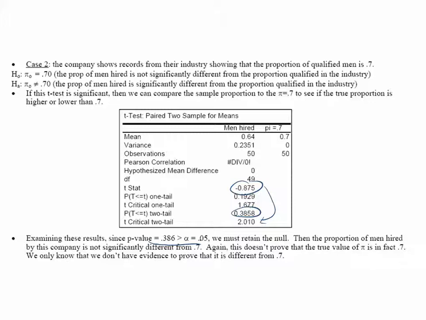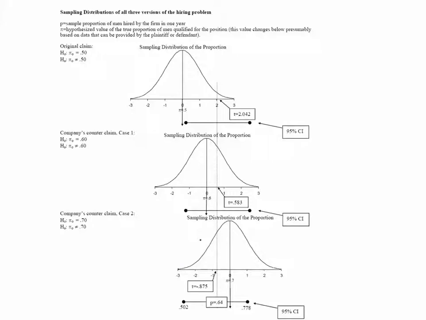Now you might question, well, that seems like a different result than the last one where 0.64 was higher than the hypothesized mean. Here, 0.64 is lower than the hypothesized mean. But in statistics, we have to say that they're not statistically different than the hypothesized mean. So let's see how this looks when we shift based on the three different cases. So the original claim was that the pool of candidates were evenly split. In this case, our t-statistic was higher than our t-critical. In this case, we rejected the null hypothesis.